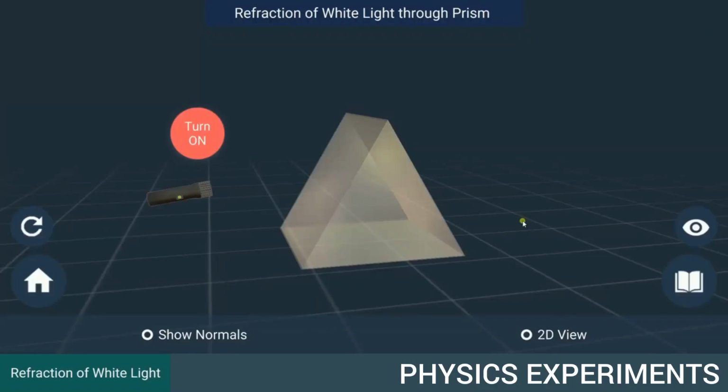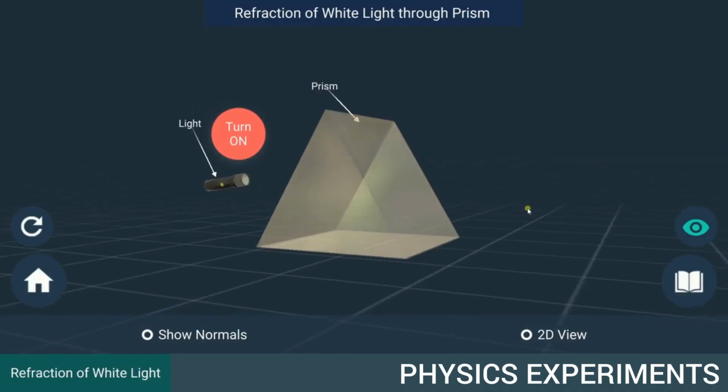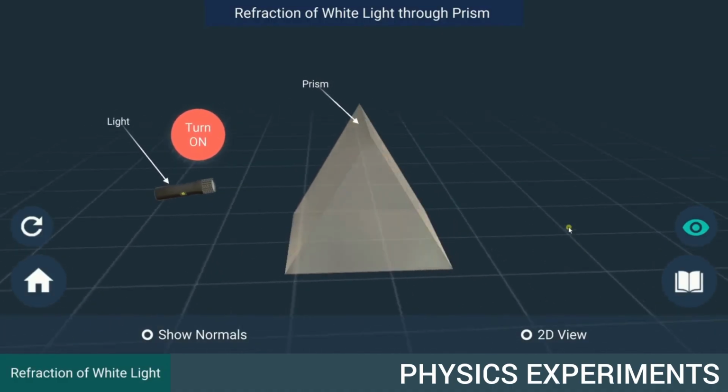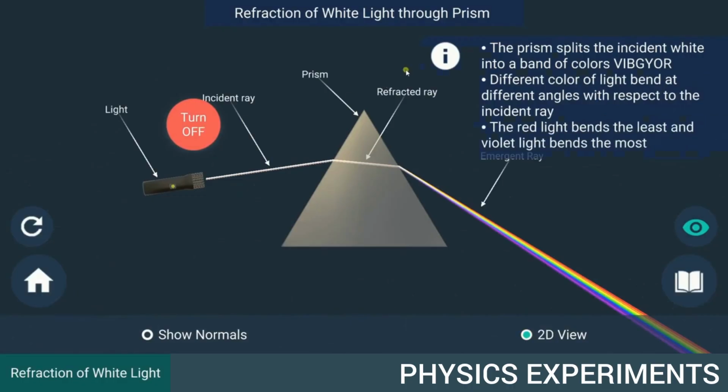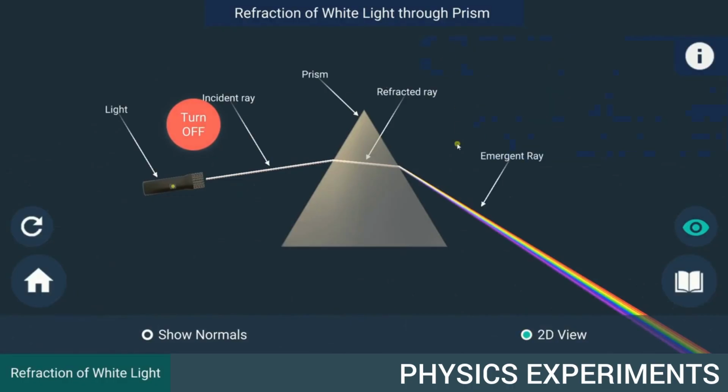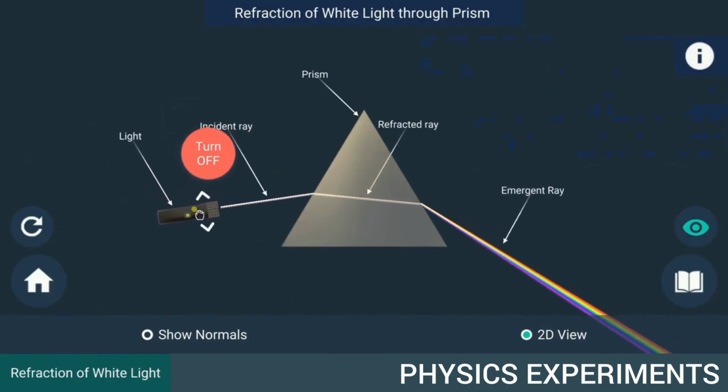Let's study the dispersion of white light by a glass prism. We have taken a triangular glass prism and a source of light. Let's pass a light ray into the prism. The prism splits the incident white light into a band of colors.